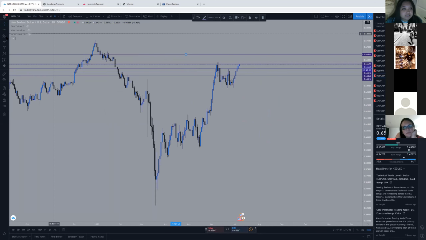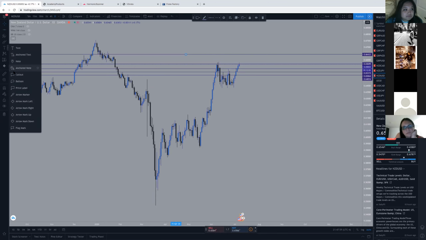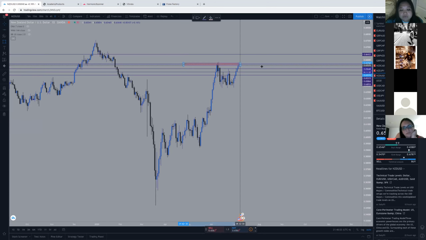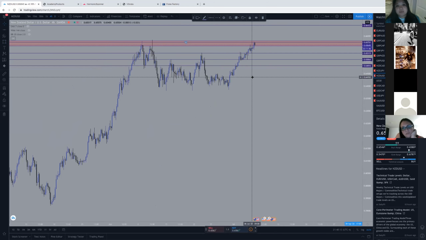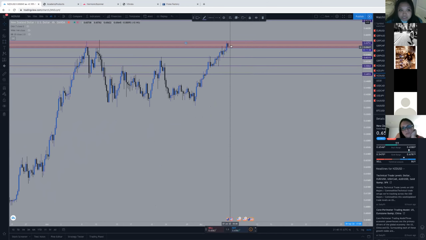So right here, y'all can see I had my zone plotted, and I knew that this right here, let me get a box, was a daily resistance. So I'm like, okay, it is on the daily resistance. Let me go over to the 4-hour time frame and see if it's actually on the resistance, and see if it's rejecting or not.